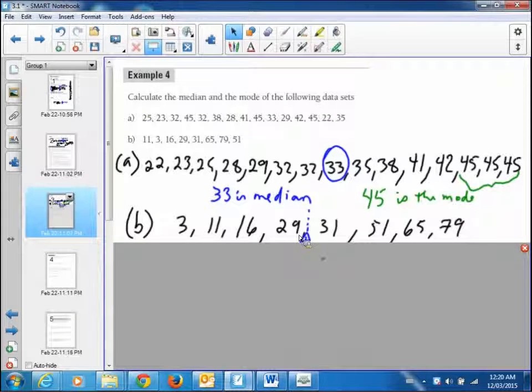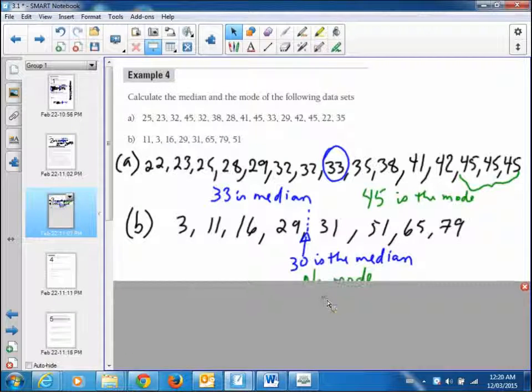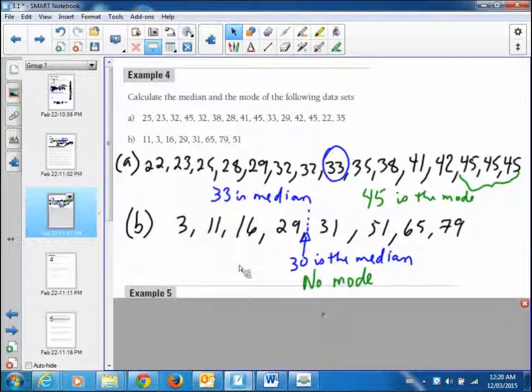Sometimes the values, this one is easy to see. The middle number between 29 and 31 is 30. If you can't see that though sometimes, because the numbers may be decimals or a lot farther spread apart, add the two numbers up and take the mean value. So 29 plus 31 in this case is 60 divided by 2 because you're taking the mean of two values, and you got your 30. So 30 is the median. By the way, there's no mode here. Nothing is repeated ever. Okay.